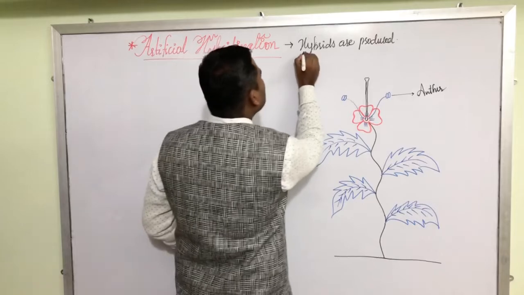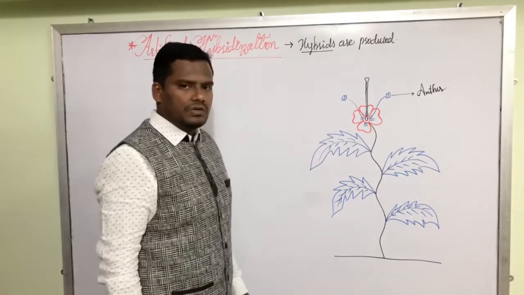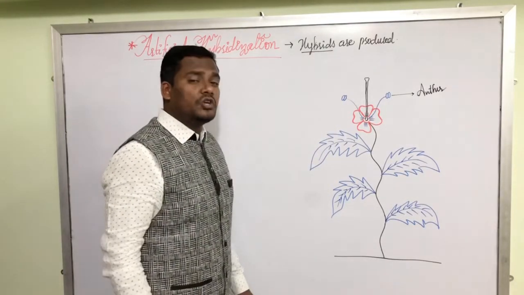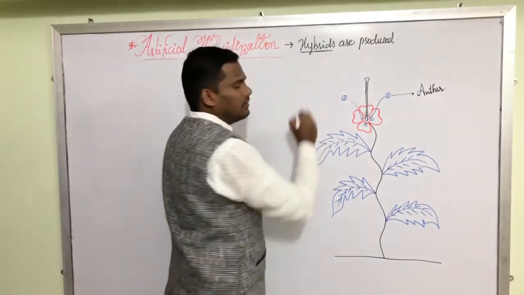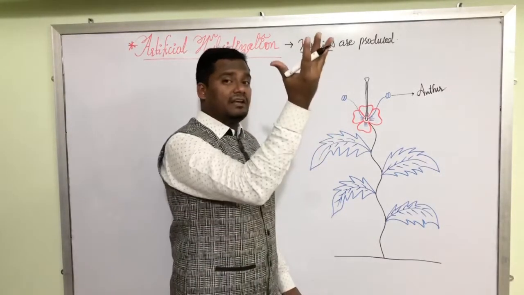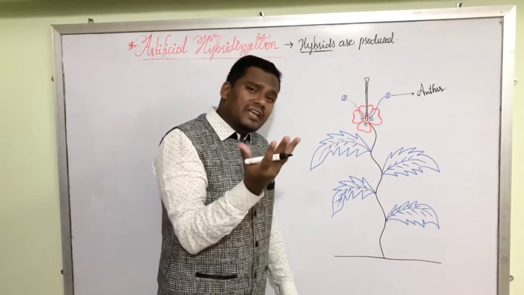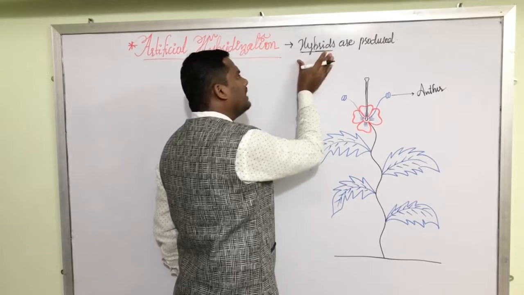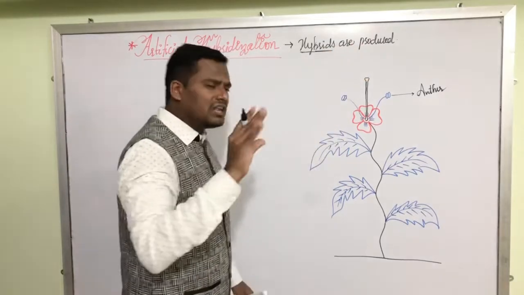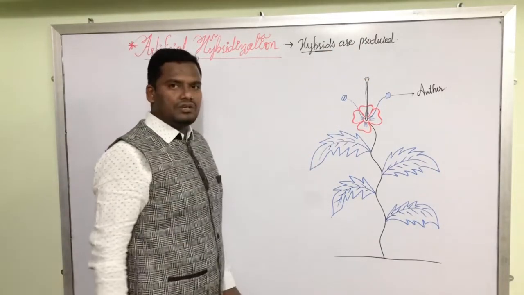Now, what does this hybrid mean? Hybrid consists of two different words in it. Hy, high, means increased variety, superior quality. This superior quality of a plant is produced under the process of hybridization.